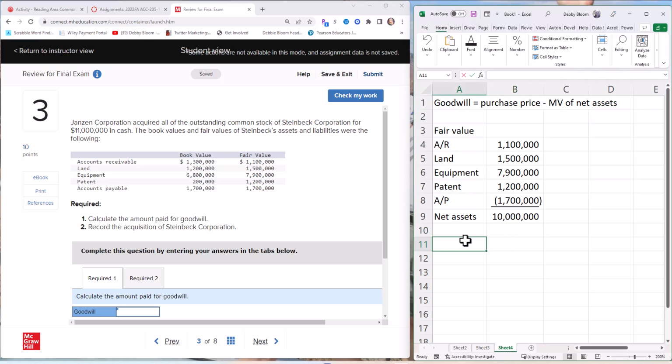So in this case, our goodwill is going to be our acquisition price or purchase price of 11 million minus the market value of the net assets, 10 million, which of course I don't even have to calculate, that is $1 million. So our amount paid for goodwill, part 1, $1 million.